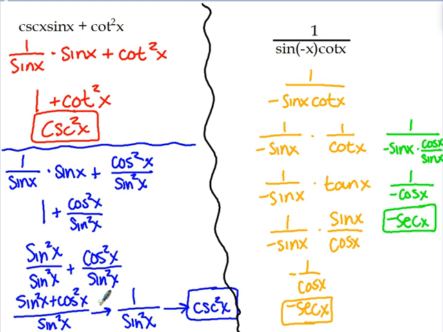If that had been cosine, then the negative just goes away. So remember, with cosine, the negative goes away. With sine and tangent, we bring the negative out front. Then I separated them a little bit here, but it's still just multiplication. This is just sine times cotangent.